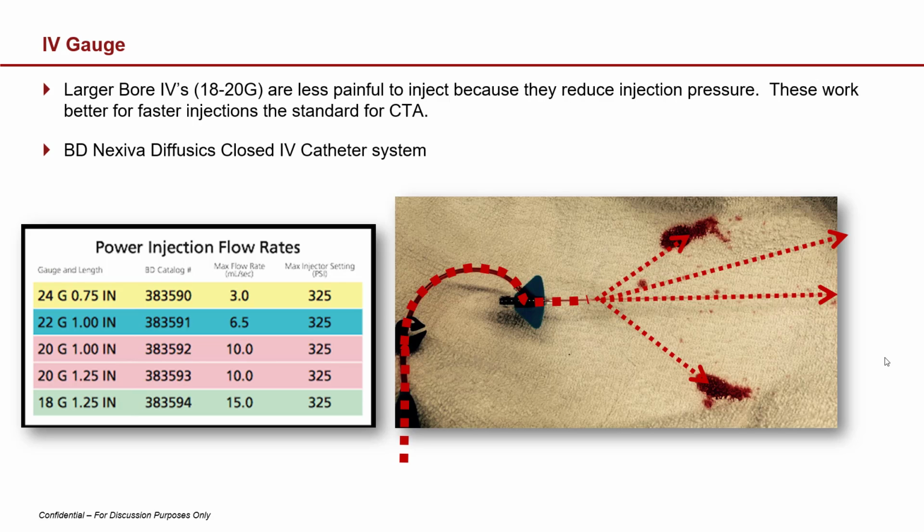And so instead of having 20 gauge and 18 gauge IVs, we're now using 22 and 20 gauge IVs. With 22s you can inject at about 6.5 mLs per second, and with 20 gauge you can go up to 10 mLs per second. So pretty much you can cover every cardiovascular patient's body size with that 20 gauge.